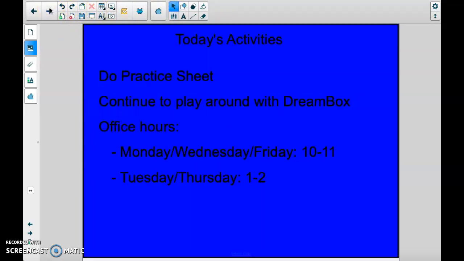So for today's activities, there's a practice sheet to do, and I want you to continue to play around with Dreambox. I've been seeing that a lot of us have been getting on. Please make sure to continue to play around with that, get used to it, get comfortable with it, and let me know how you guys are liking it. Okay, is it cool? Do you like it? What do you like about it?